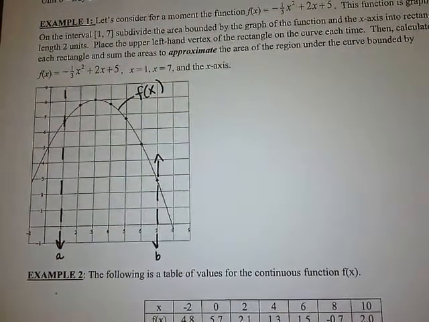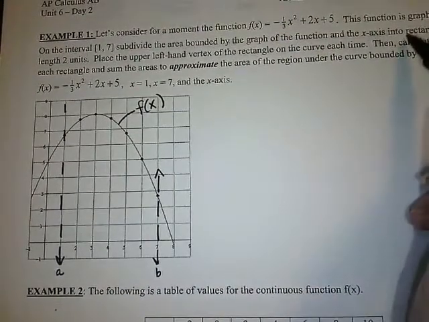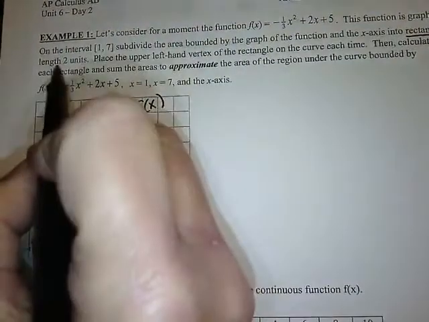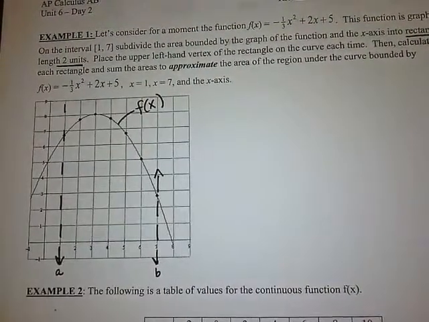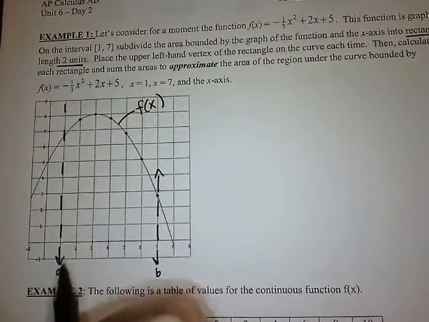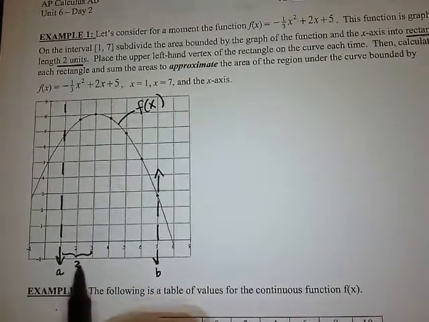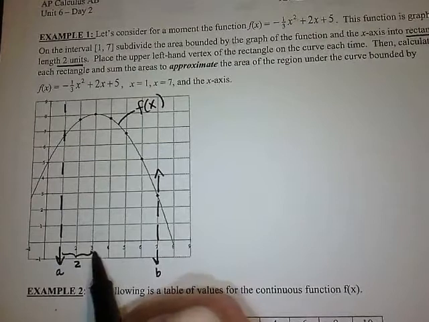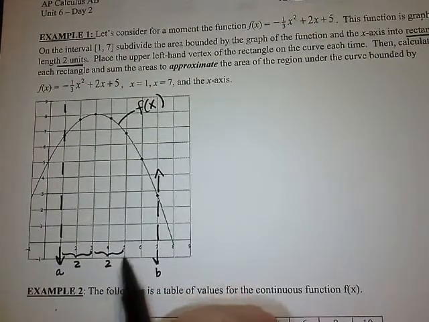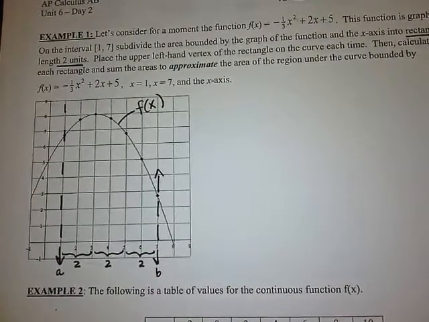And we're going to do that by dividing it up into rectangles. It says that we're going to divide it into rectangles of length 2. So that means that for each rectangle, the base is going to be 2. This right here is a width of 2. Then I'm going to do it again with another width of 2 and then another width of 2. Okay, so that's what I'm doing.